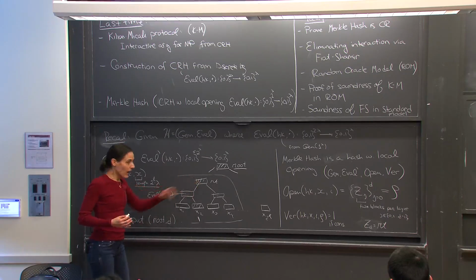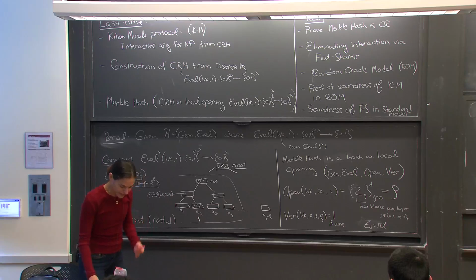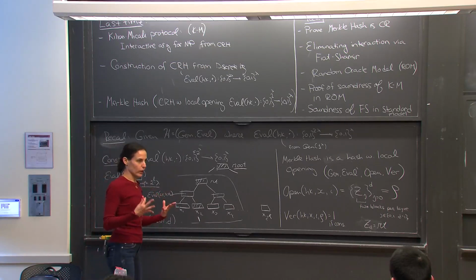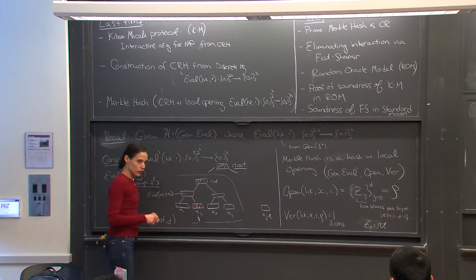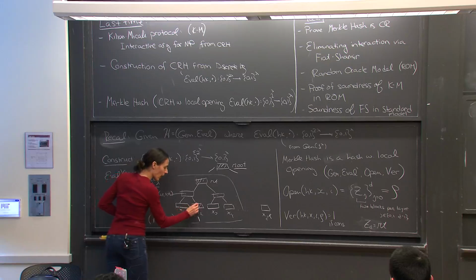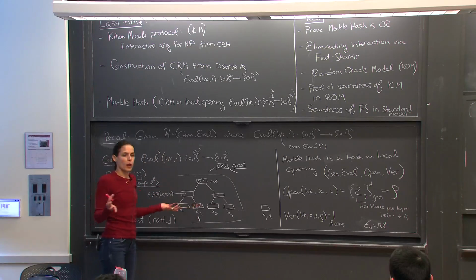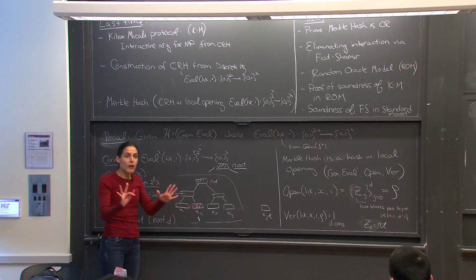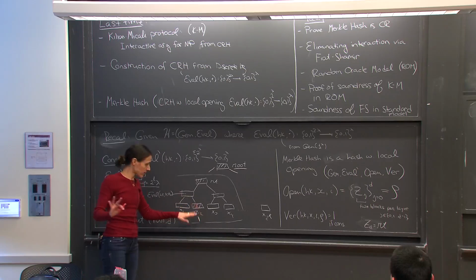This construction is actually really nice. It gives you a local opening in a very nice way. So what's the local opening? Suppose I want to open the bit sitting here. I'm going to give you this entire block. It's only lambda bits, so it's not that big. Okay, I give you this block. What do you do with it? Let me convince you that this block is indeed the block related to the root. Namely, it's the block that indeed sits here.